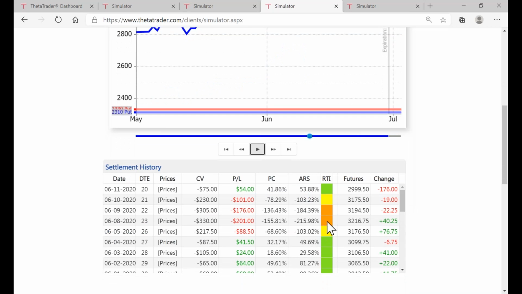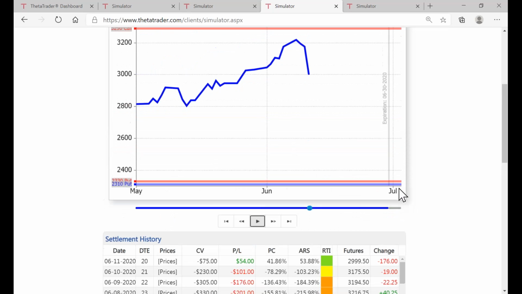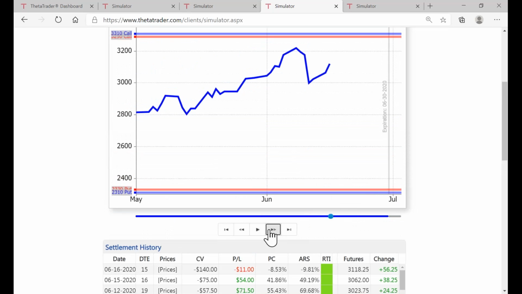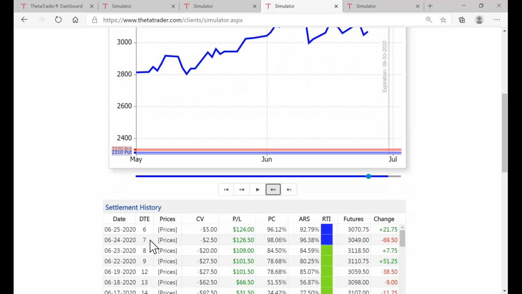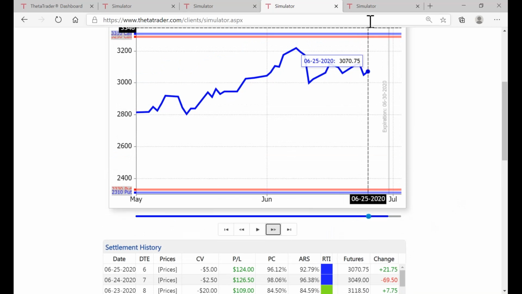Look at that. It turns orange, but don't do anything yet. It just means elevated risk. Okay, it turns blue and take your profit with 7 days remaining till expiration. So that's all good and well.